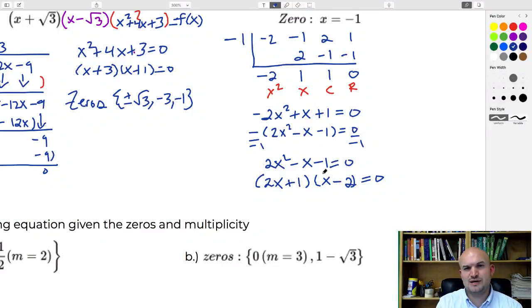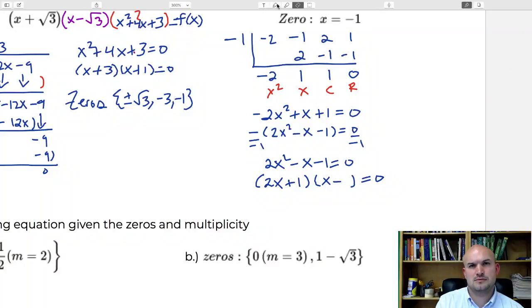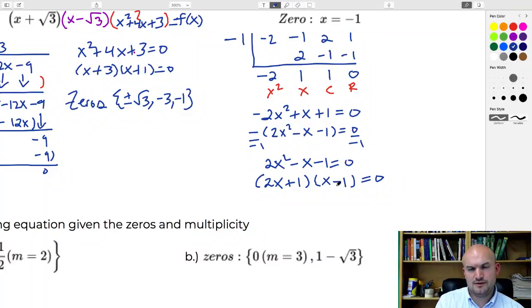So let's just double check our work. 2x times x is 2x squared. 1 times negative 2, oh, that doesn't work, so it'd have to be a 1. So that'd be a 1. So 2x times x is 2x squared. 1 times negative 1 is negative 1. 2x times negative 1 is negative 2x, and 1 times x is positive x. Okay, so that's not working. Oh, that's negative 2x, and that's positive 2x. Yeah, that works. Right? It works.